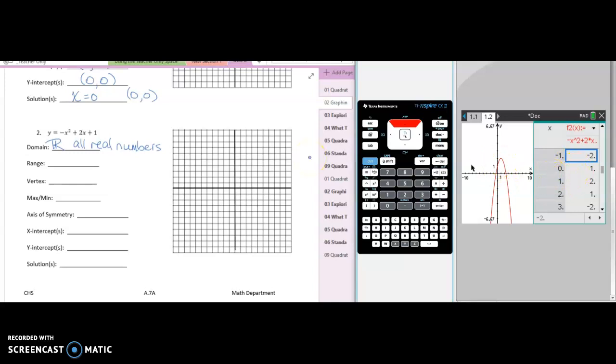Okay. So I'm going to plot these points. I have a -1, -2. I need to practice plotting points. And it's 0, 1. And then at 1, 2, there's 1 up 2. And then at 2, 1. And at 3, -2.